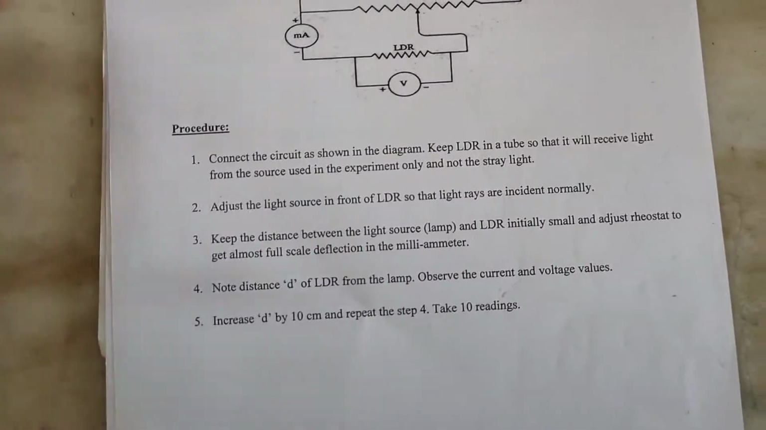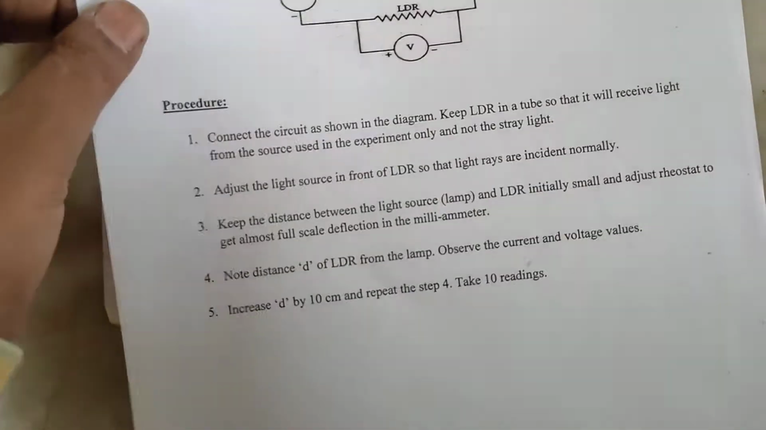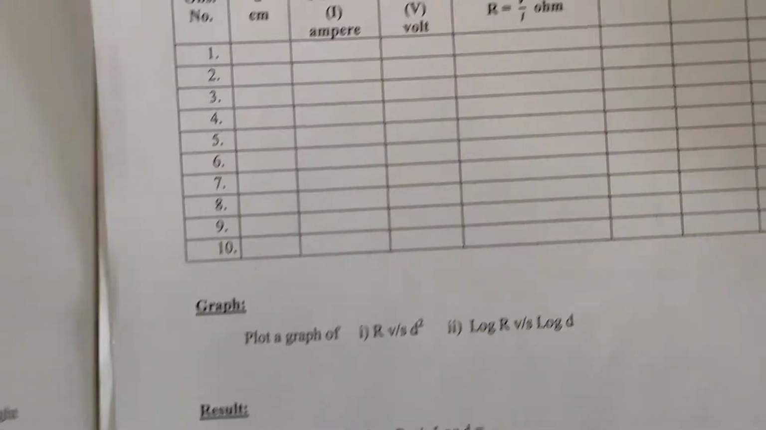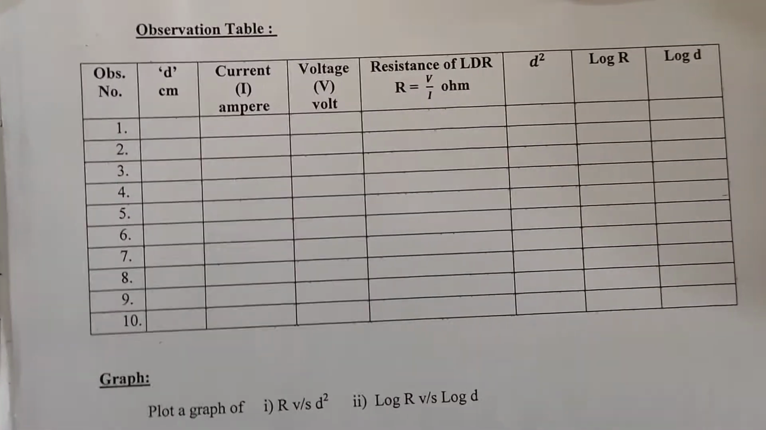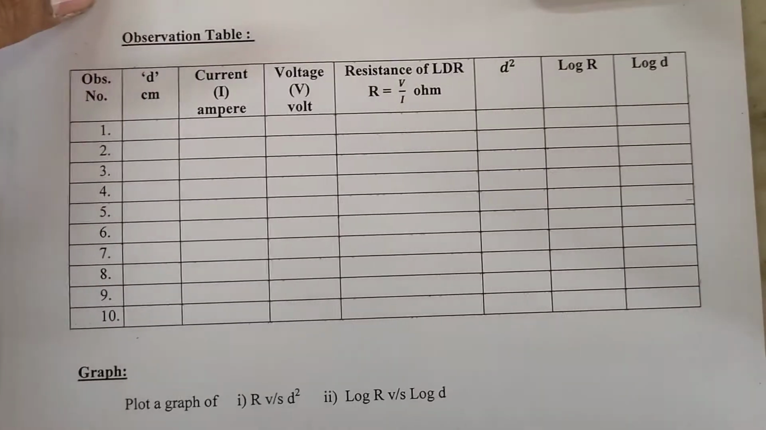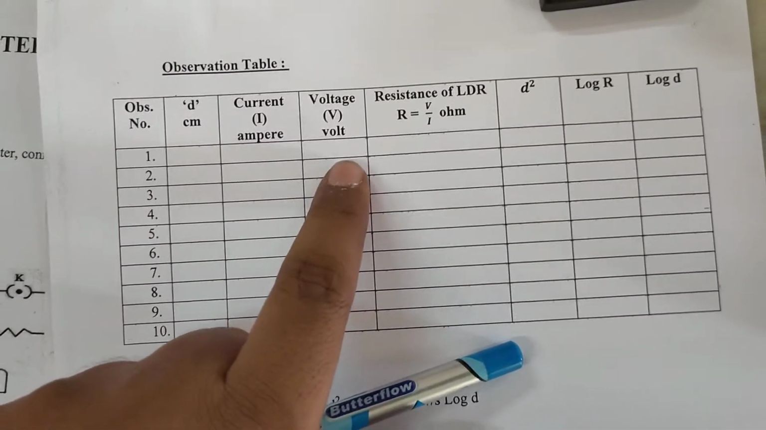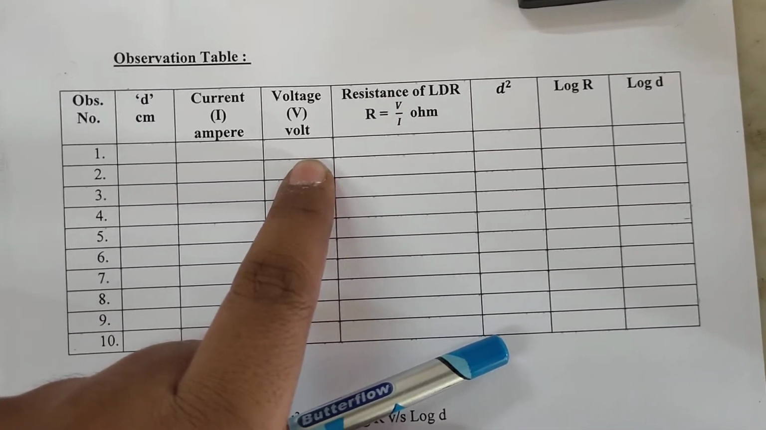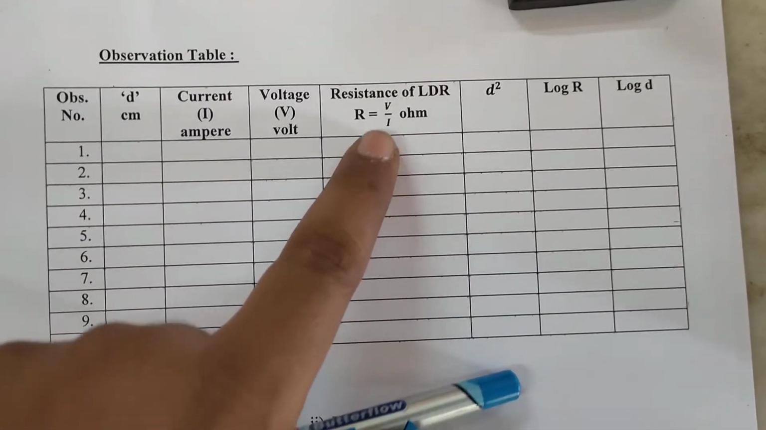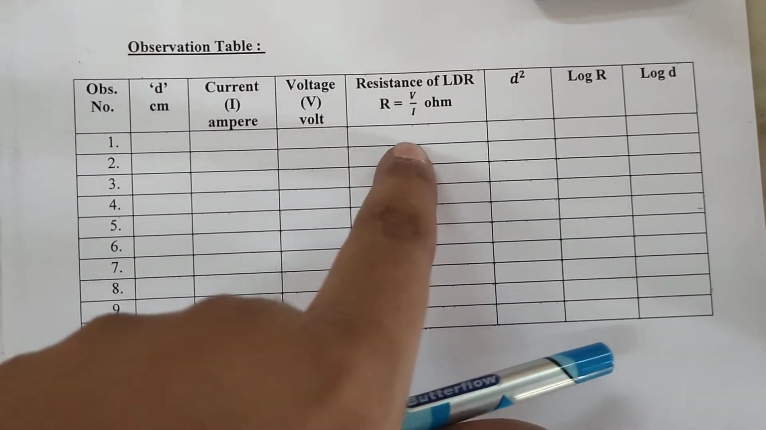We have a procedure in which we will change the distance, and at that distance we will note the current in the milliammeter and write it here. Then we'll write the voltages. We know that R is equal to V by I. Using this formula we'll calculate R.